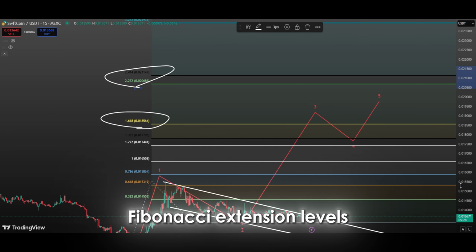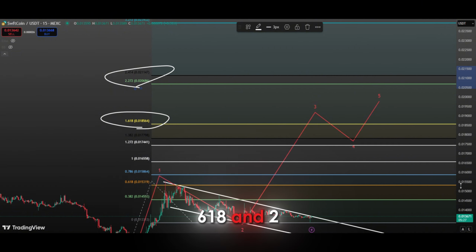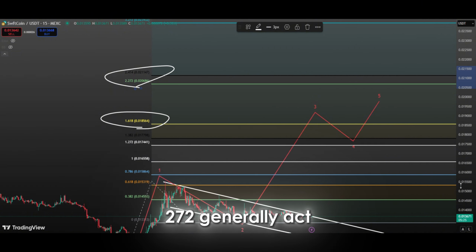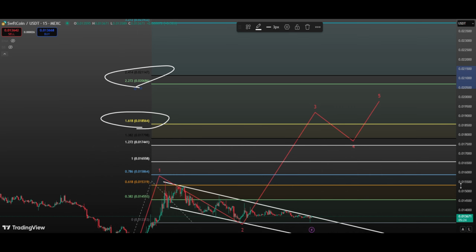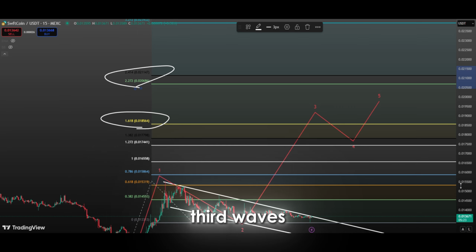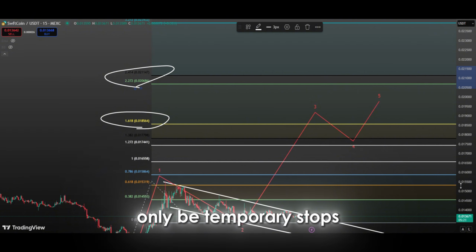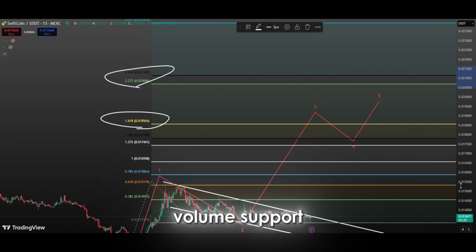Fibonacci extension levels, such as 1.618 and 2.272, generally act as key resistance zones. However, due to the nature of third waves, these levels may only be temporary stops, and with strong volume support, the price could move well beyond even these levels.